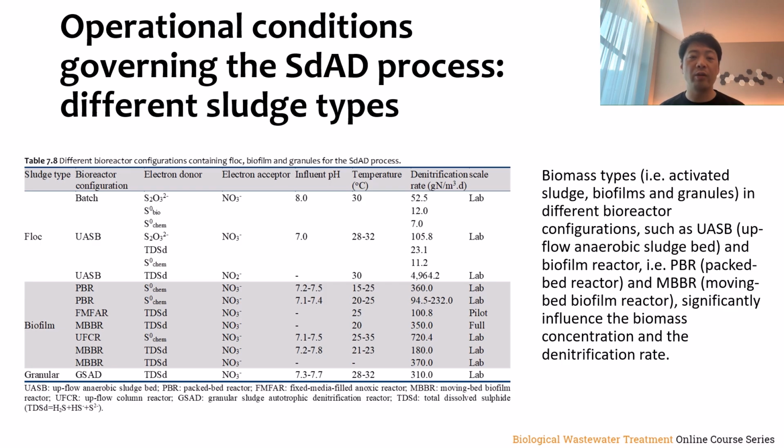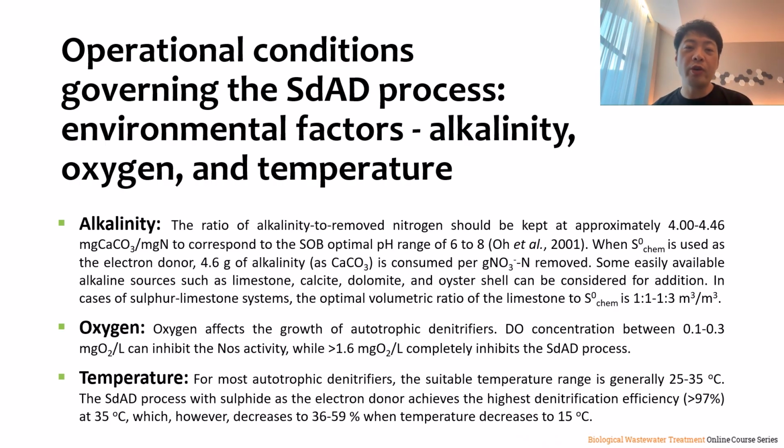So all those details are for different bioreactor configurations and their applications in the SDAD process. Please refer to textbook table 7.8. The key to successfully applying this technology is to attain sufficient slow-growing SOB communities in the reactor. In addition, the operational conditions are also important for the sulfur denitrification process.